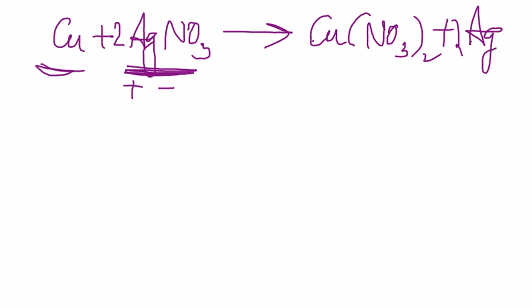And so essentially these two are having a, let's call it waltz, and copper just came and tapped on the shoulder, and now you have copper and nitrate dancing together, and silver is kicked out of the system. So this must be a single replacement reaction, as you can perhaps identify.